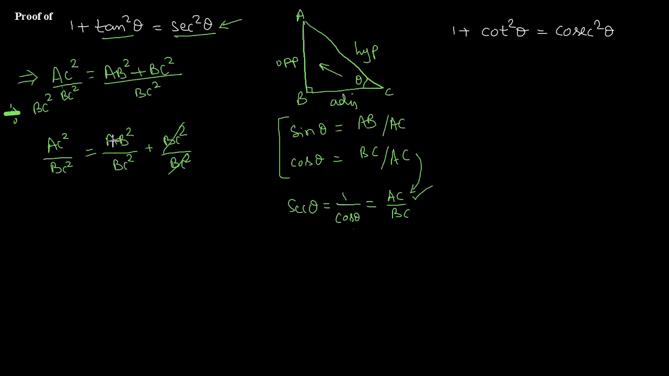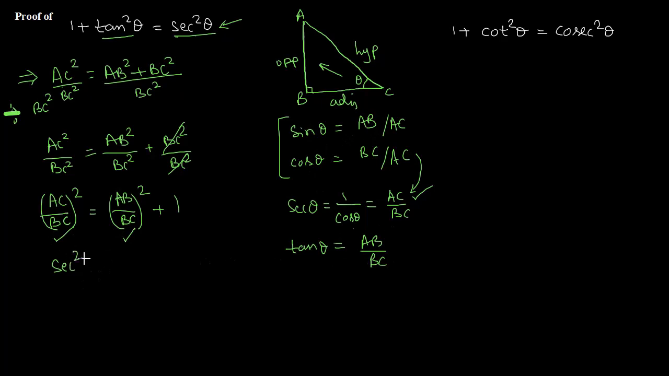AB by BC. What is AB by BC? Remember that these can be written as AB by BC whole square plus 1. So let's say if I am going to write tan theta, tan theta is sin theta by cos theta, which is going to be this by this, AB by BC. So here AB by BC is tan, AC by BC is secant. So automatically I'll be able to replace them with secant square theta equals tan square theta plus 1. That's what we have proved. So similarly we can do the same thing for this as well.